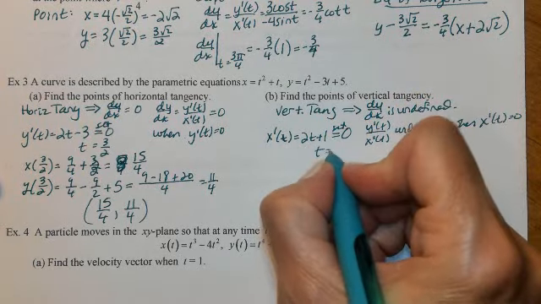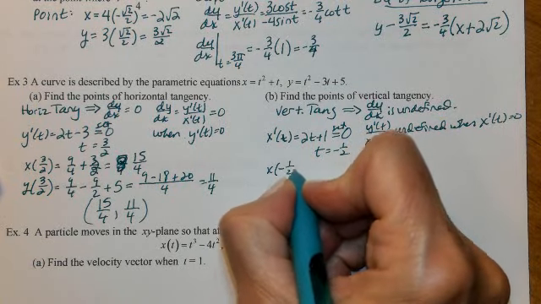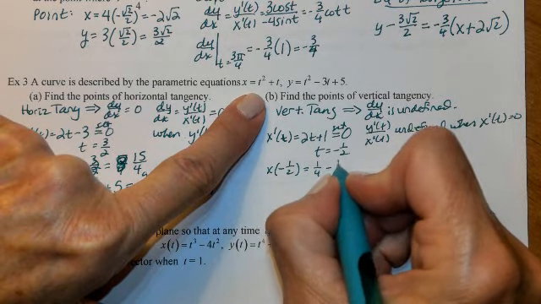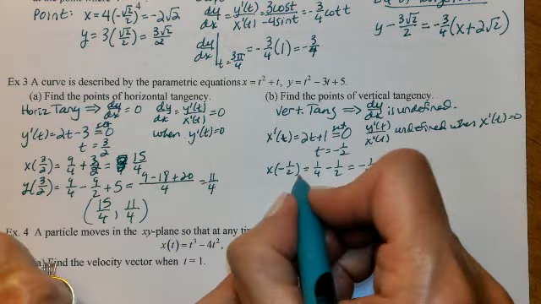And we have t is -1/2. So x at -1/2 is 1/4 minus 1/2. Okay, that's a -1/4. That one's okay for me.